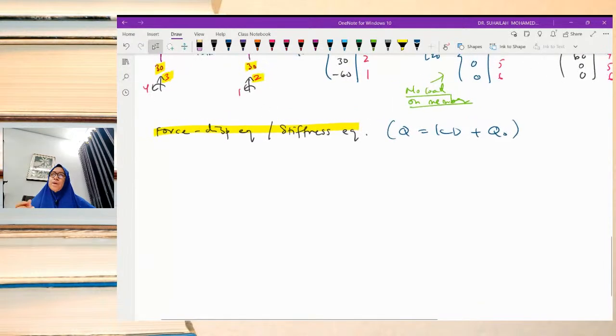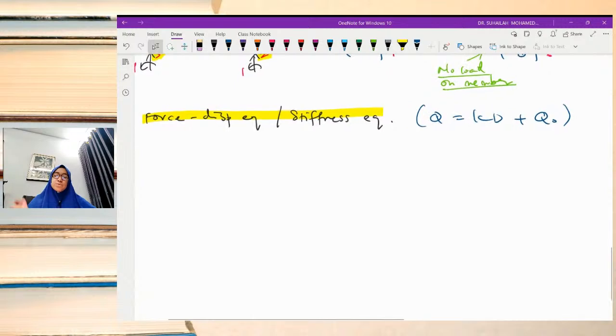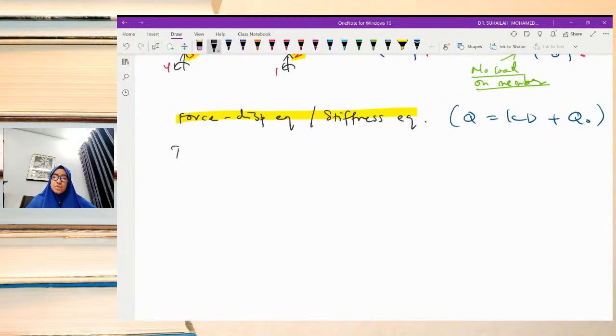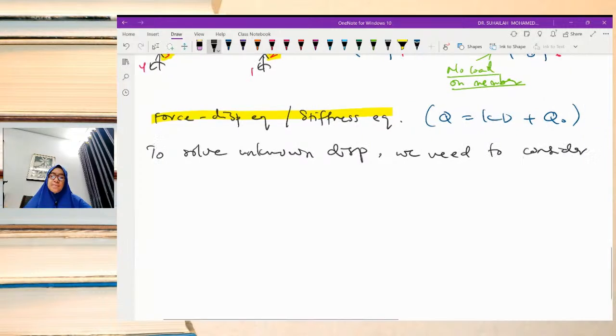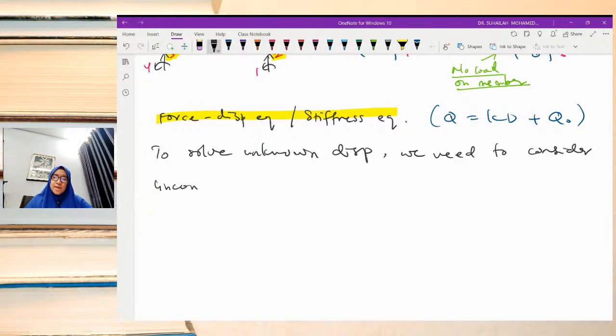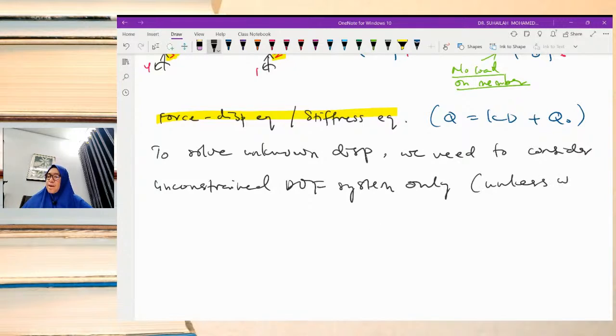And when we want to solve for the unknown displacement, we need to consider the unconstrained degrees of freedom system only, unless there is a support settlement.